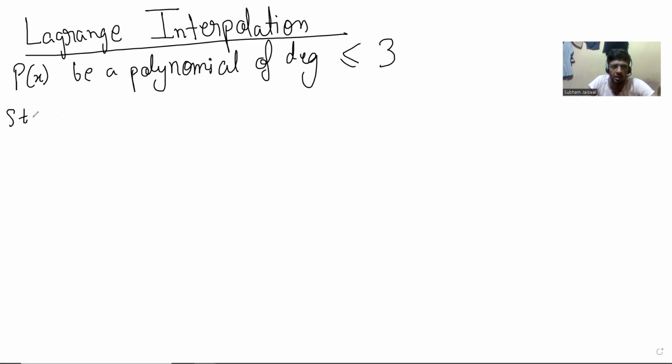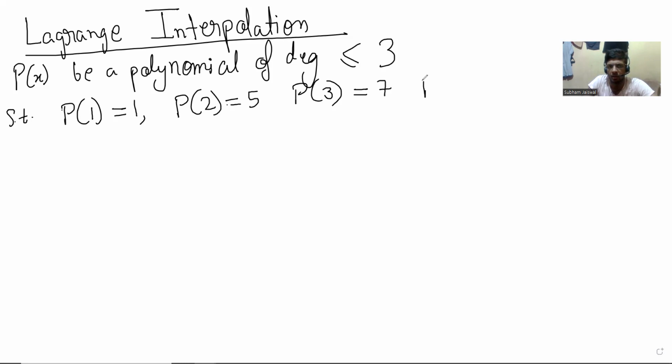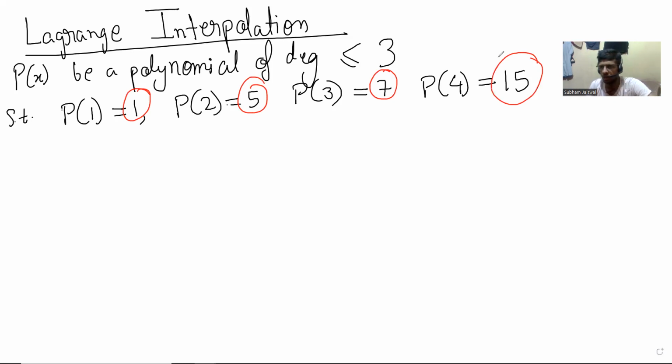such that, to begin with, let's keep it basic, P(1) is 1, P(2) is 5. So at the point 1, it takes the value 1. At the point 2, it takes the value 5, and so on. What I'm trying to say is that there is no pattern in these numbers. I mean, one can make that proper, but the point is there is no pattern.